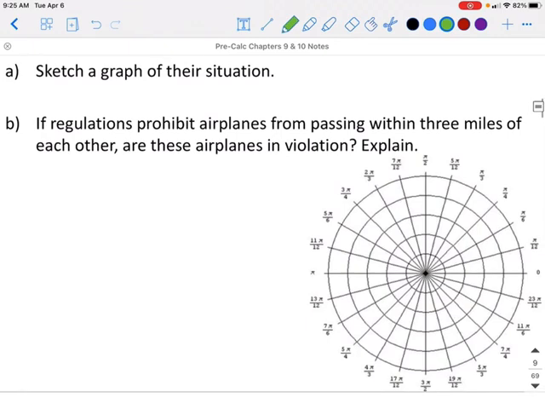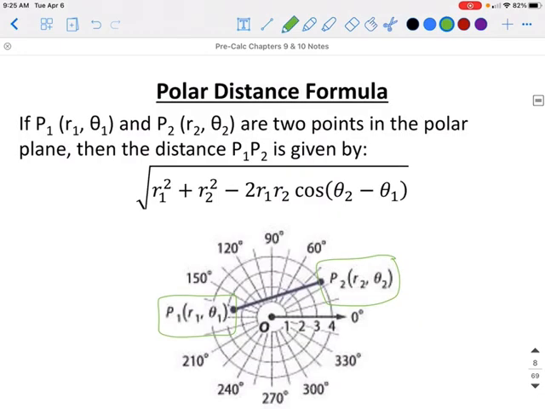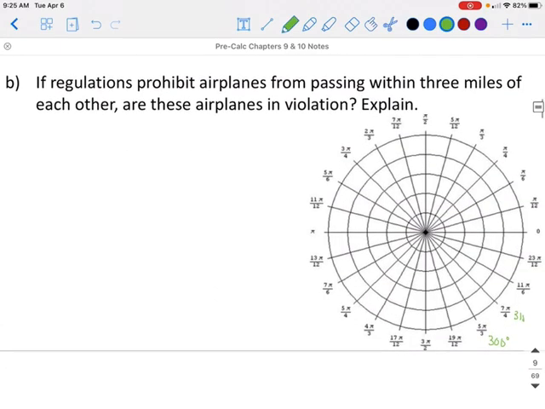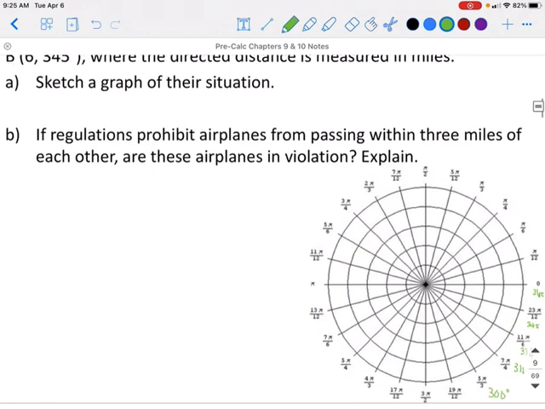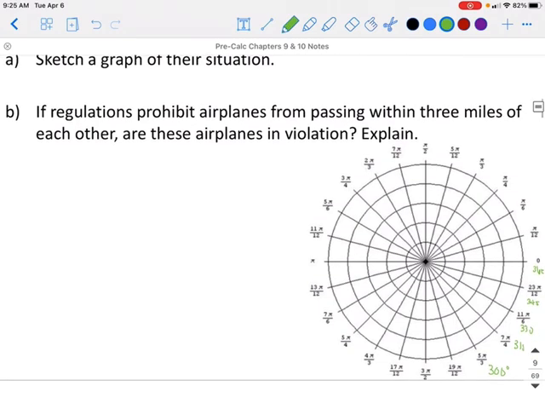First, we need to sketch this. So since these are in degrees, we can convert these to degrees first. 5 pi over 3 is 300 degrees. This is 315. The next one is 330, and then this is 345 and 360. So they tell us point A is at 5 and 310. Now 310 is going to be somewhere between 300 and 315. And we will go out 5 rings. So we're going to be about here for point A.